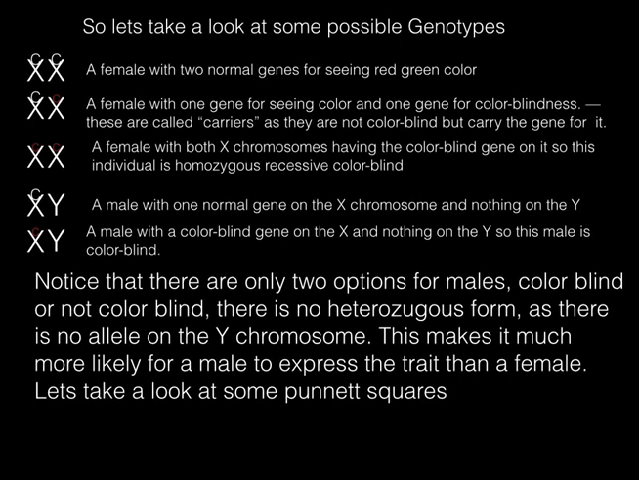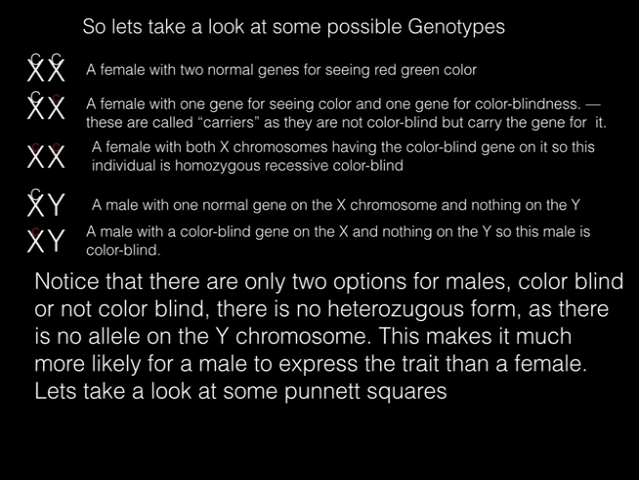If we look at the males, we have an XY. And the X in the first case has a normal gene for seeing red-green, and there's nothing on the Y. So this would be a non-colorblind male. But the next one has the gene for colorblind on the X, and again, nothing on the Y. So this male is colorblind, and there's only two options for males, colorblind or not colorblind. There's no heterozygous form, as there's no allele on the Y. Whatever you have on the X is what you're going to get. Makes it more likely for the male to express this trait than a female.